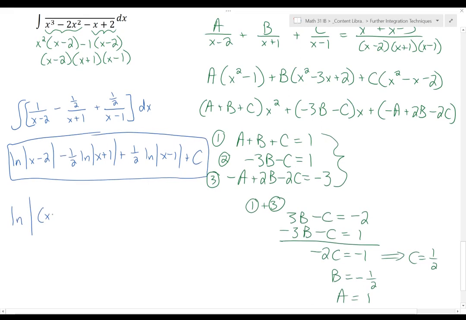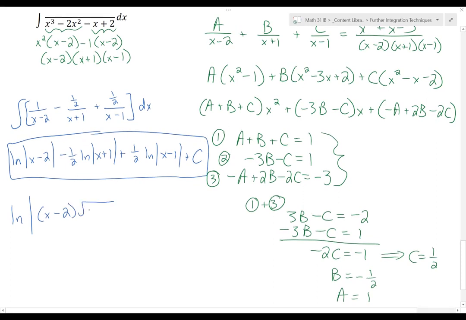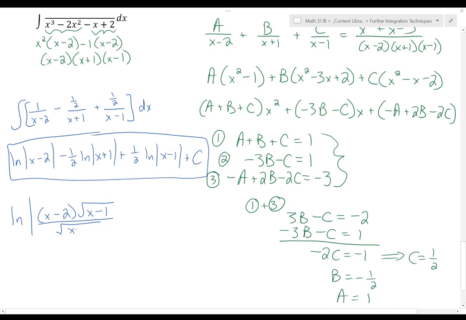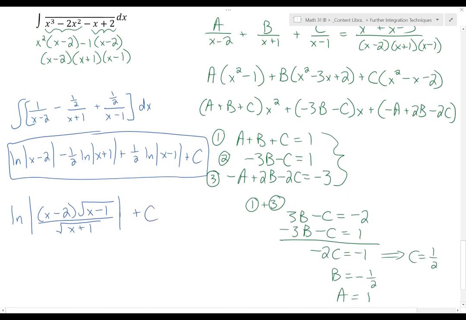You can leave your answer like that, or if you wanted to express it all together, you'd have x minus 2 times the square root of x minus 1 divided by the square root of x plus 1, plus c. Also an acceptable form for your answer.